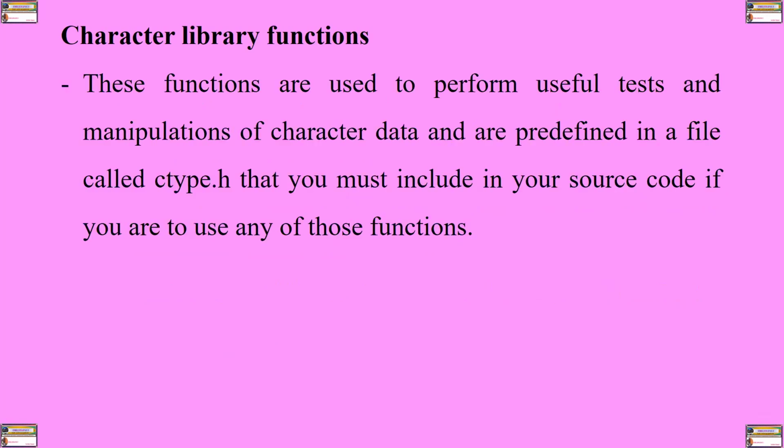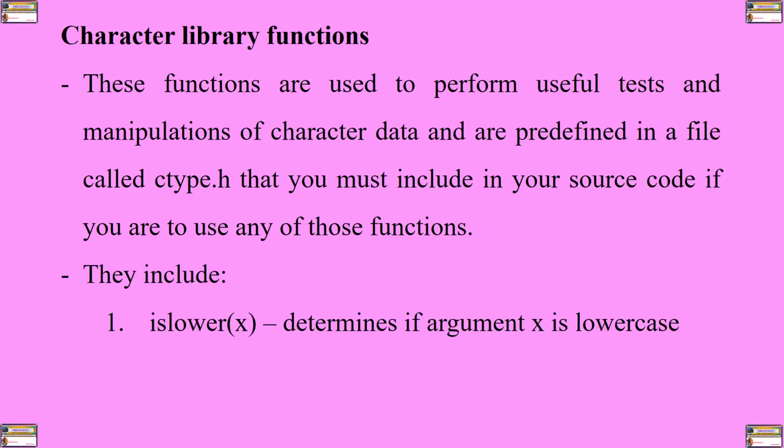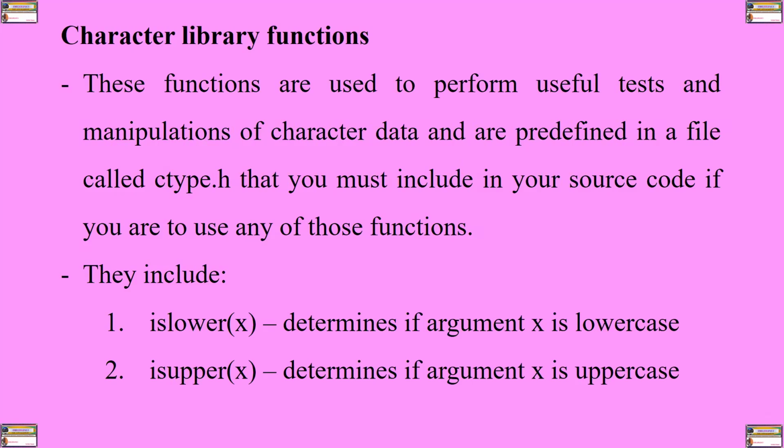We have another category of functions that we call character library functions. These functions are used to perform useful tests and manipulations of character data and are predefined in a file called ctype.h that you must include in your source code if you are to use any of those character functions. Such functions include islower. So if you pass variable x to the function called islower, it will determine if the argument passed into it is lowercase.